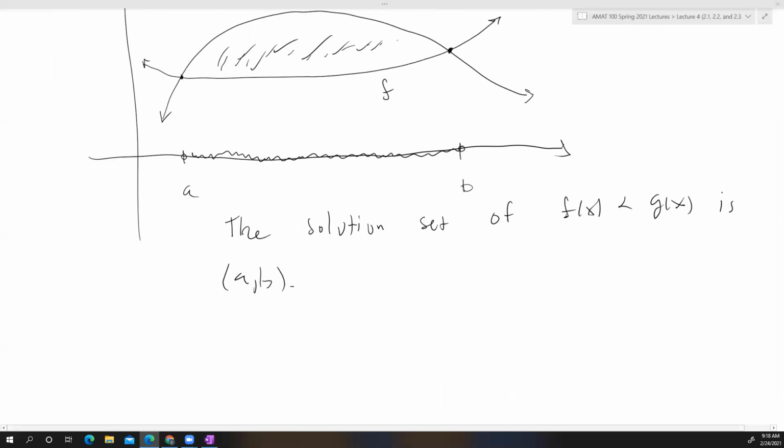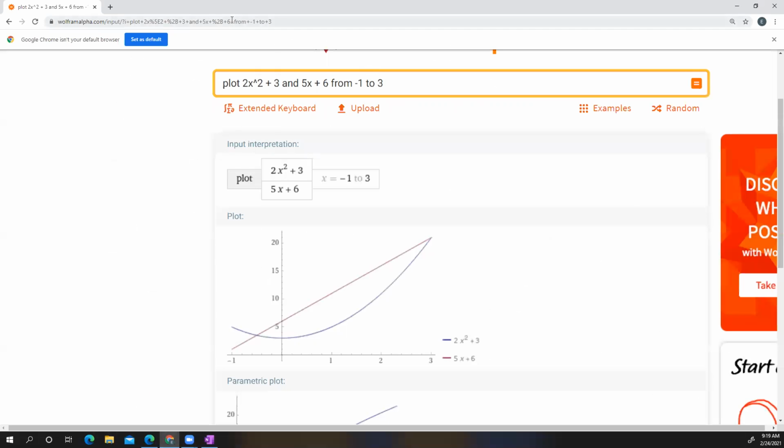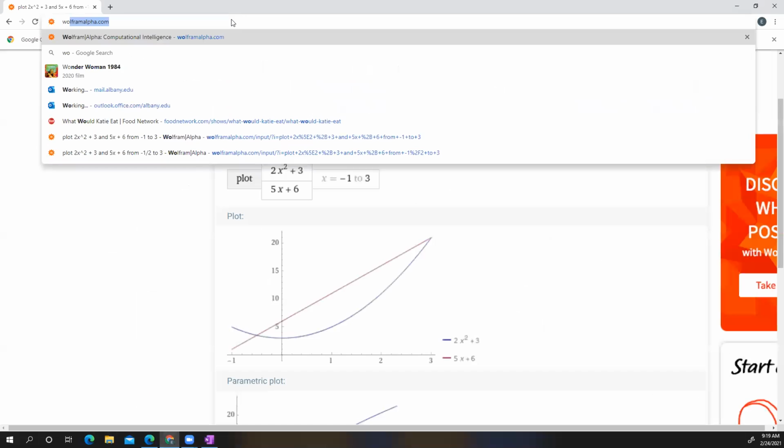So the book comes up with some examples, and I'm just going to use this tool here. You can find it for free on the internet. It's called Wolfram Alpha. So let me start over so you can see what's going on.